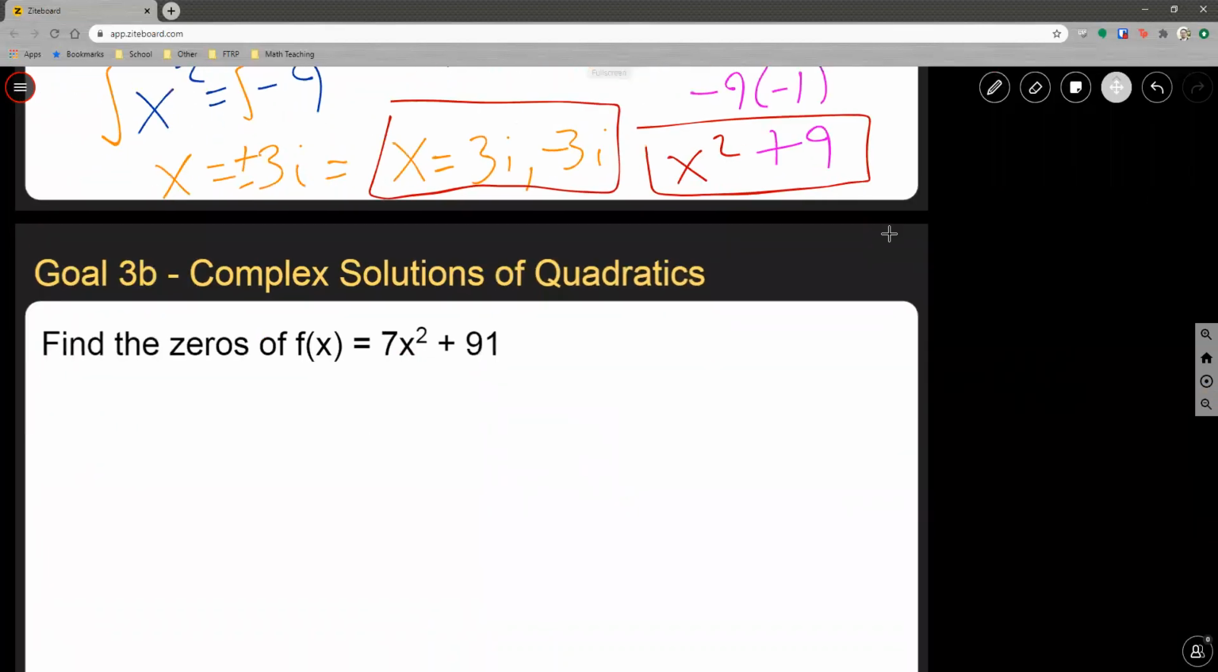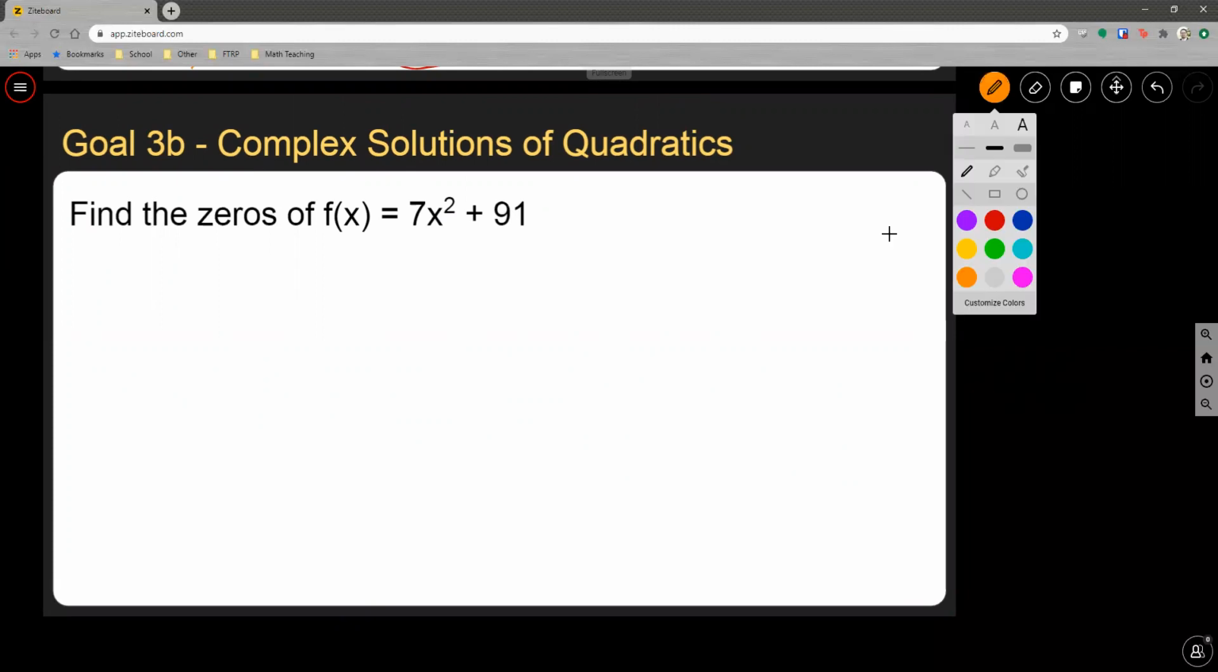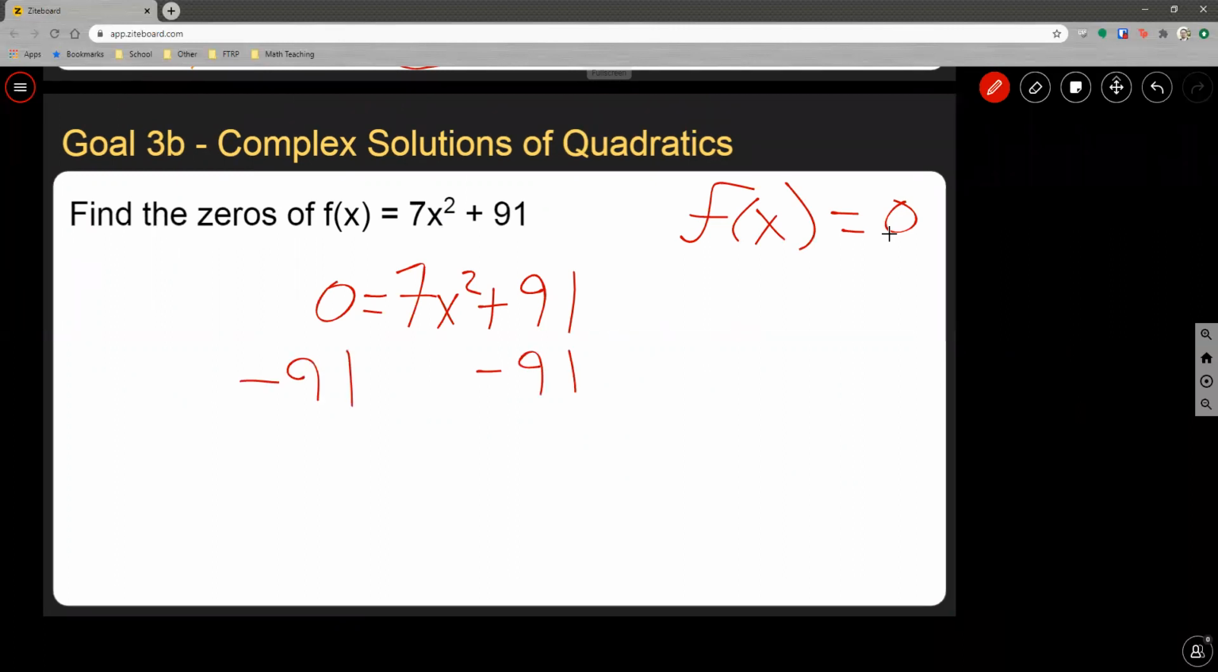All right, last one. Find the zeros, which is another word for solution or roots. Remember, the zeros are just the value that when I plug in x, I'm going to get a 0 out for my output. So basically, all I'm doing is solving an equation that looks like this. 0 equals 7x squared plus 91. Well, again, that's pretty easy. Subtract 91 on both sides of the equation. I get negative 91 equals 7x squared.